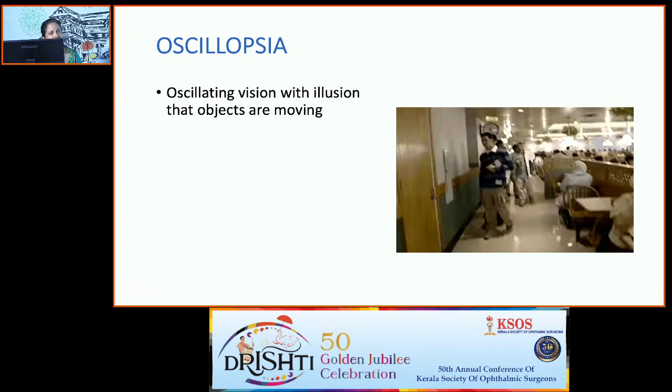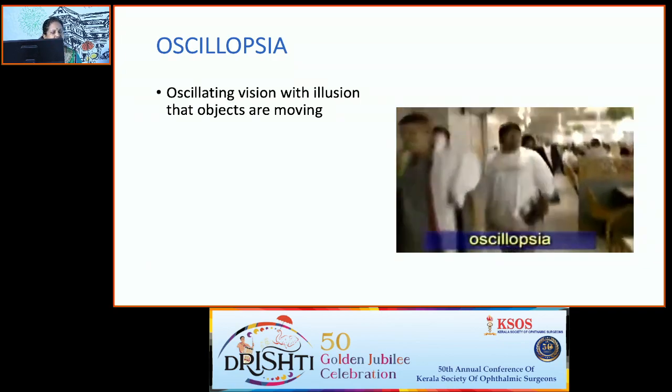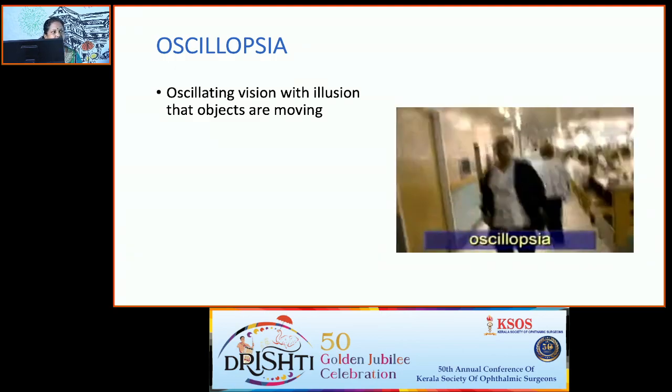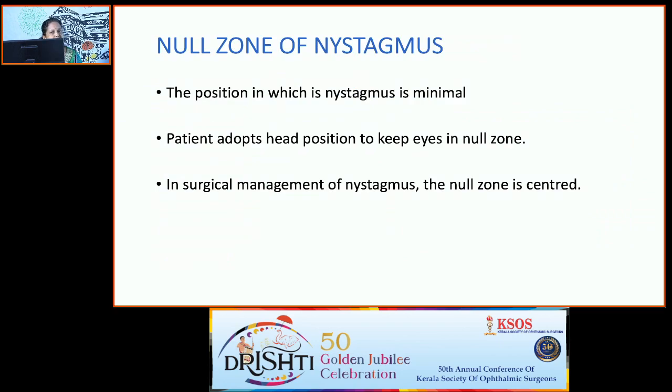Okay, now coming to what is oscillopsia. Oscillopsia is an illusion that objects are moving. You can see it's a very troublesome symptom of nystagmus, but not present in all cases. Okay. Now coming to what is null zone. Null zone, it is very important. This is the position in which nystagmus is minimal, and the patient adopts a head position to keep the eyes in this null zone. And in surgical management of nystagmus, the null zone is centered. Okay, just remember this much.